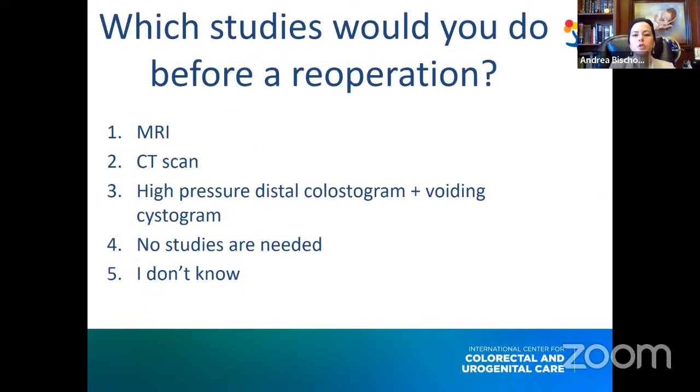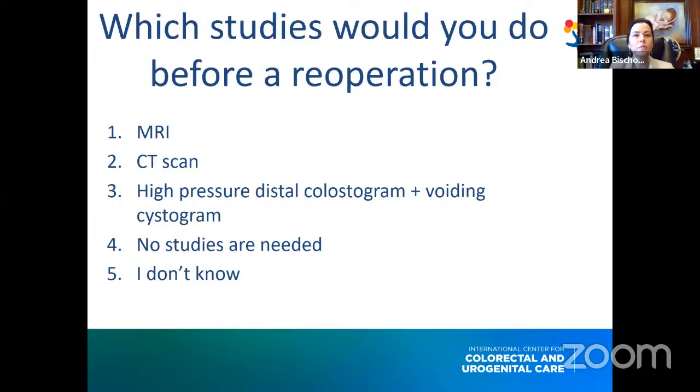So what studies would you do before the reoperation? MRI, CT scan, high pressure distal colostogram and voiding cystogram, no studies are needed, or I don't know. Everybody can vote. Very good. So 85% said high pressure distal colostogram and voiding cystogram.